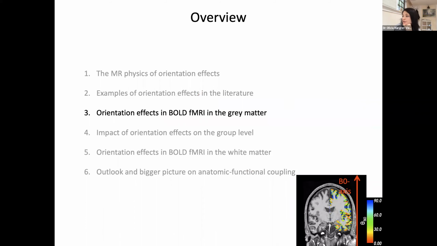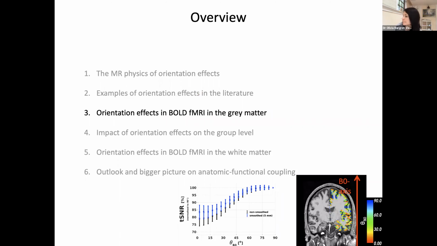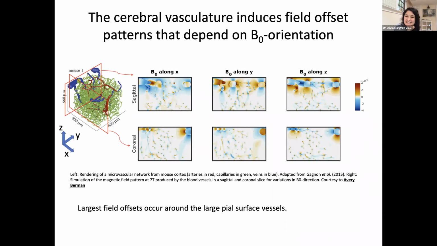So now I want to dive into orientation effects in BOLD fMRI in the gray matter. This is again from the literature, and the examples we looked at before were the cylinder toy model, but also fiber structures. Both of them are geometrically less complex than the cortical vasculature, which is a hierarchical tree structure, and it's very complex. So here you can see a vascular anatomical network of a mouse cortical voxel.